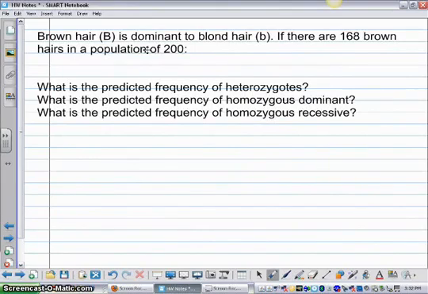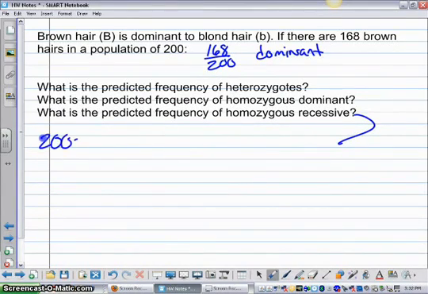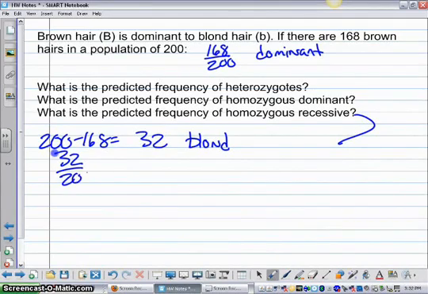So let's do two more practice problems. The first one: brown hair is dominant to blonde hair. If there are 168 brown out of a population of 200, that's the dominant frequency. And it wants to know what's the predicted frequency of heterozygotes, what's the predicted frequency of homozygous dominant, and what's the predicted frequency of homozygous recessive. So the first thing we need to do is the recessive. So if 168 are dominant, that means 200 minus 168 equals 32. 32 are going to be blonde, and that's what we want to start with. So 32 out of 200 is going to be q squared.